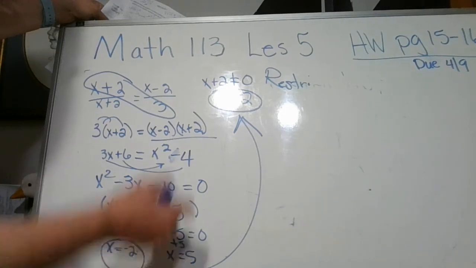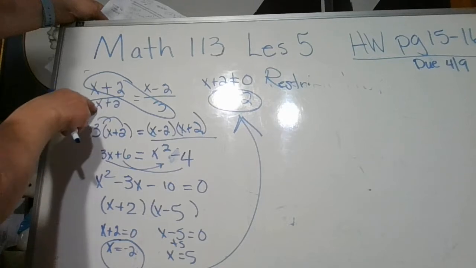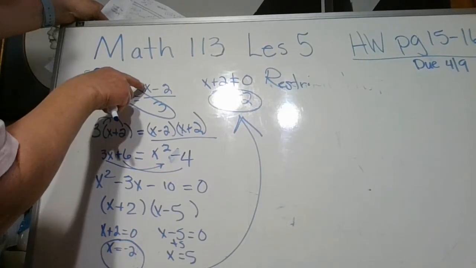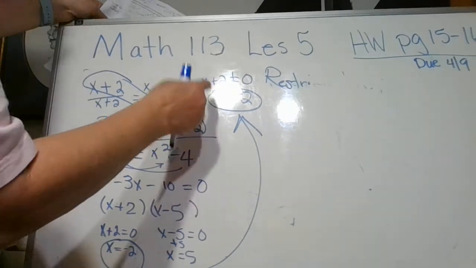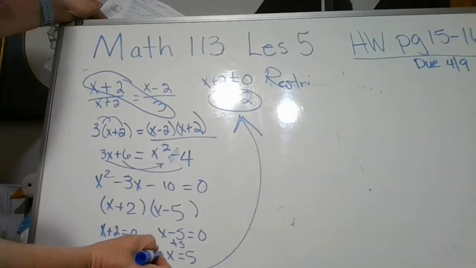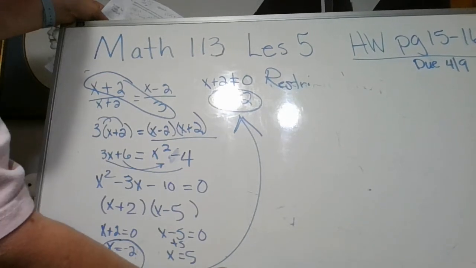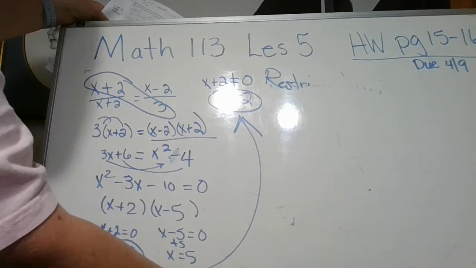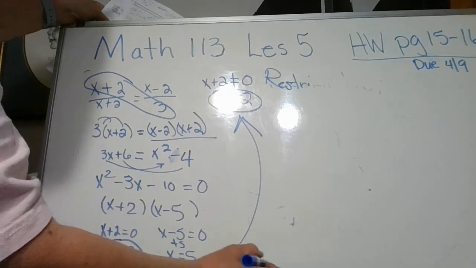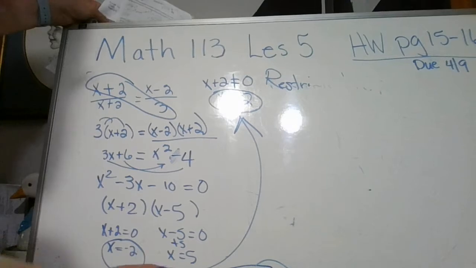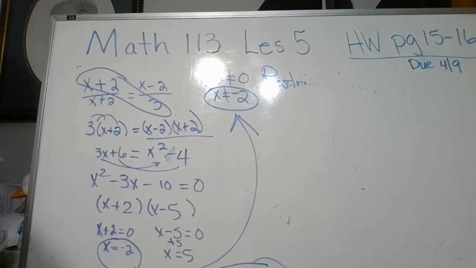Does 5 work? Yes. 5 plus 2 is 7 over 7 is equal to 5 subtract 2, which is 3 over 3, and that equals 1. So my answer is x equals 5, and you just write x cannot equal negative 2. So that'll be the answer. Always put the extraneous roots on there. That just means you have to go another step, right?